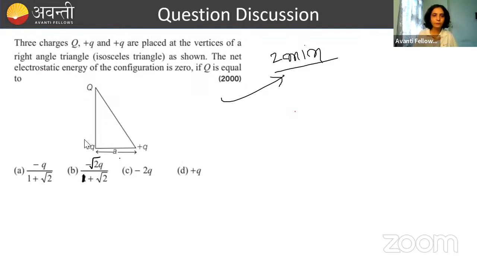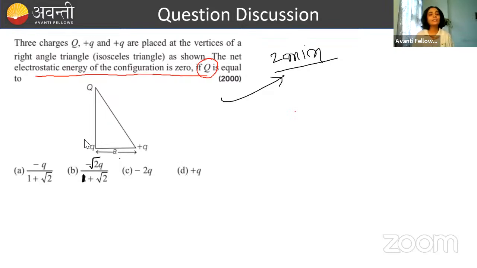Let's do the question. So what the question is, there are three charges, Q, Q, Q, placed at the vertices of a right angle triangle, which is an isosceles triangle as shown. The net electrostatic energy of the configuration is zero. Then we have to find out what will be the value of Q. Yes, JNB Bhavnagar. Very good. Correct answer you're getting. Thank you.